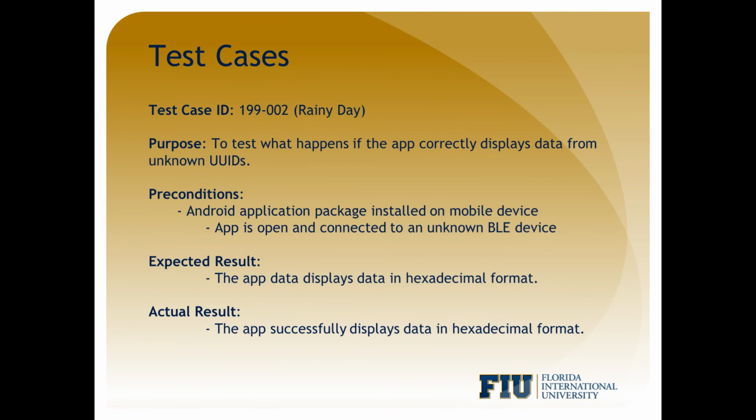During a rainy day of User Story 199, which was to test what happens if the app correctly displays data from unknown UIDs, we expected the app to display data in hexadecimal format, and the actual result was successful. The app actually displays the data in hexadecimal format.